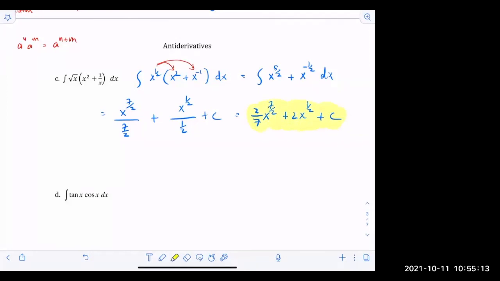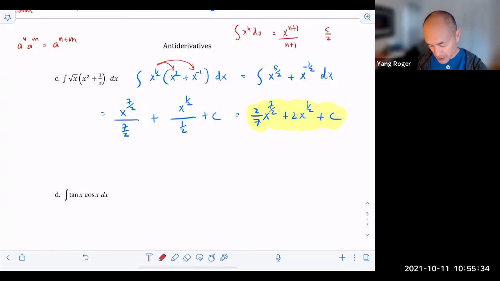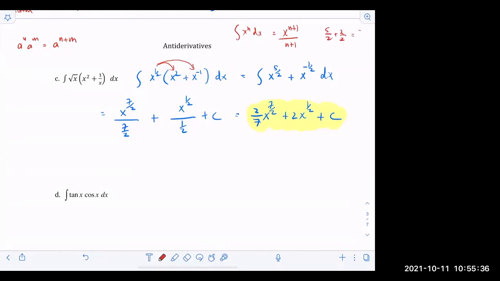Professor? Yes. From 5/2, how do you change into 7/2? I added 1 to the exponent. So I'm using this, the integral of x to the n dx is x to the n plus 1 divided by n plus 1. So in my case, 5/2 plus 2/2 is equal to 7/2. Thank you. You're welcome.